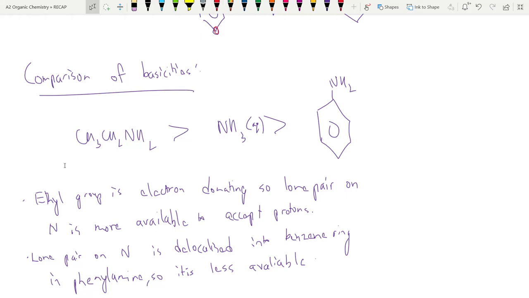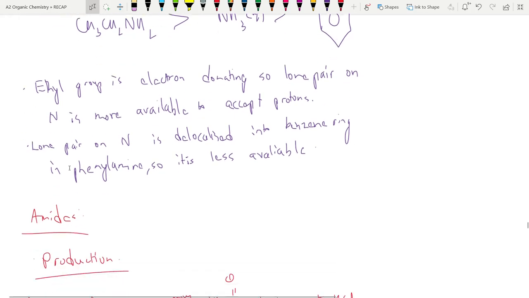So, comparison of basicities of ethylamine, ammonia, and aniline. Ethylamine is the strongest base because the ethyl group is electron donating, a positive inductive effect. So the lone pair on the nitrogen is more available to accept protons. Remember that the more available the lone pair is, the stronger the base. On the other hand, the lone pair on nitrogen is delocalized into the benzene ring. That is why it is less available in phenylamine.